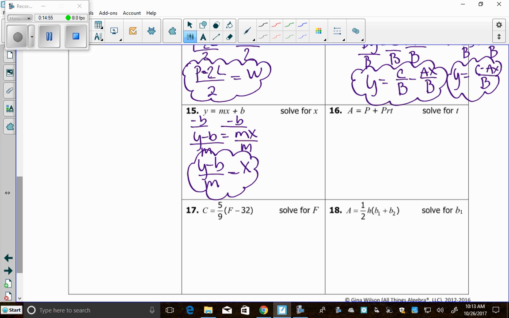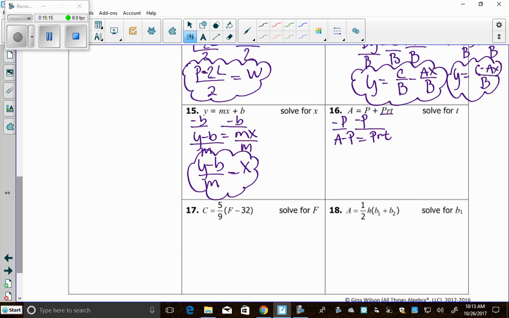Okay, pause me, try 16, bring me back when you're ready. Okay, we're isolating the t. So first I have to isolate the PRT. So I'm going to subtract p from each side. And I have a minus p equals PRT.